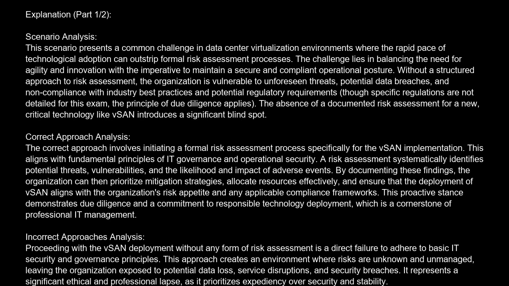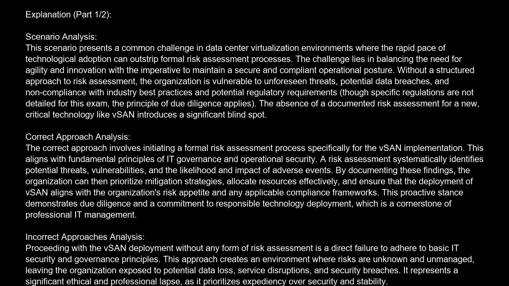The correct answer is D. Initiate a formal, documented risk assessment process for the vSAN implementation to identify and evaluate potential threats and vulnerabilities. Explanation: scenario analysis. This scenario presents a common challenge in data center virtualization environments where the rapid pace of technological adoption can outstrip formal risk assessment processes.